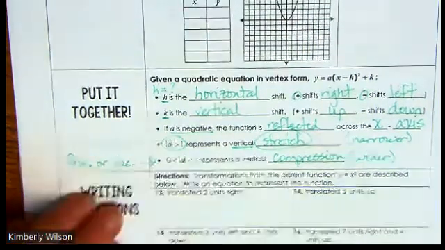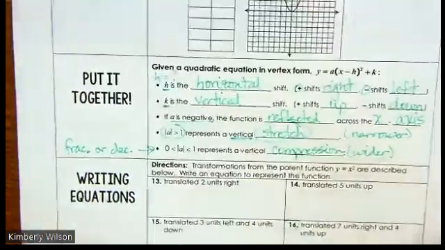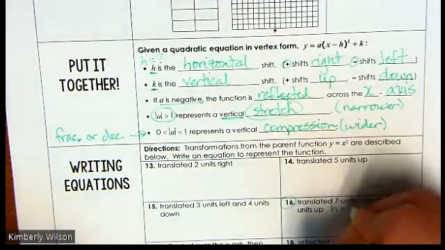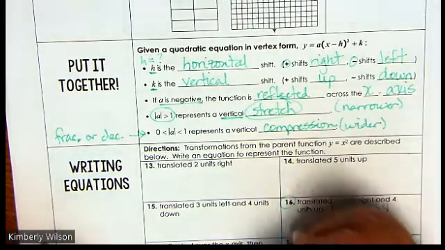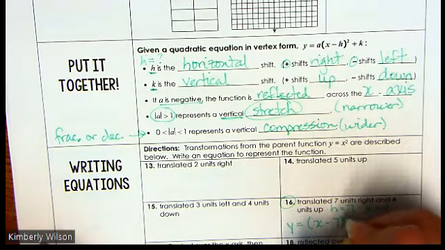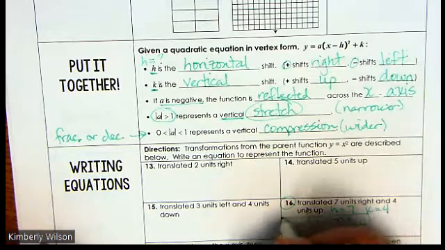All right, let's look at a couple of these. Let's look at 16. It says it's translated 7 units to the right. So that means H equals 7, and 4 units up, so K equals 4. So my equation is going to be y equals open parentheses x minus 7 close parentheses squared plus 4. That one wasn't really very difficult.